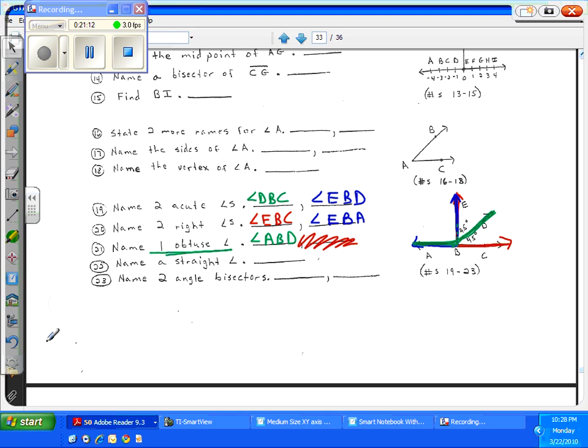Name a straight angle. A straight angle is exactly 180 degrees. And you may say, well, how can that be an angle? Well, the definition of an angle is a figure formed by two rays with a common endpoint. Considering B to be the common endpoint and ray BA and ray BC being opposite rays, then that was an angle formed by those two opposite rays, and we name it by a point on one side, vertex in the middle, point on the other side. So we could call that angle ABC. We could have also called it angle CBA.